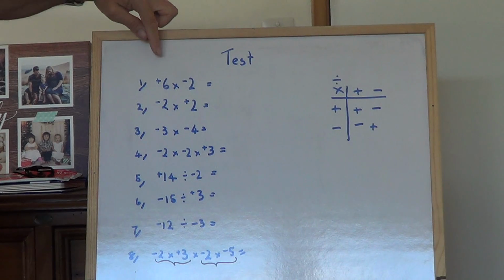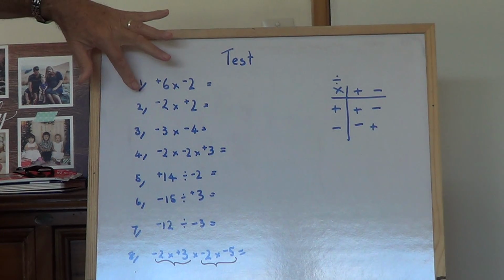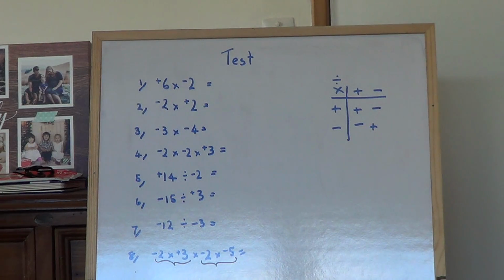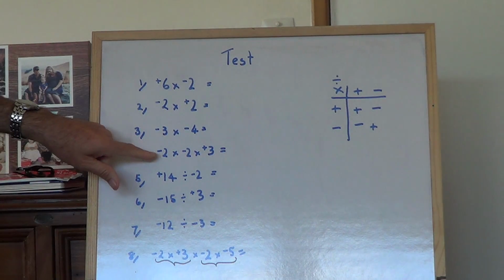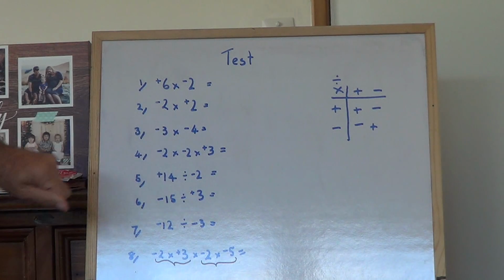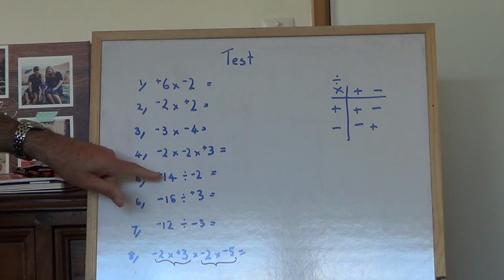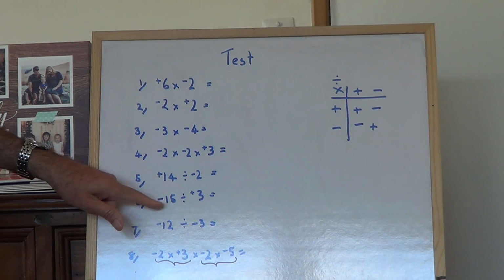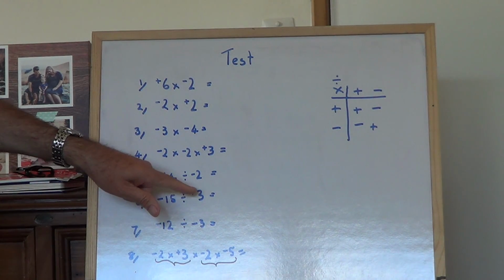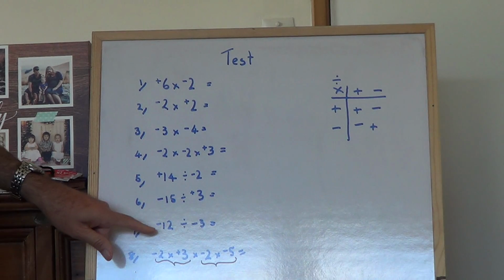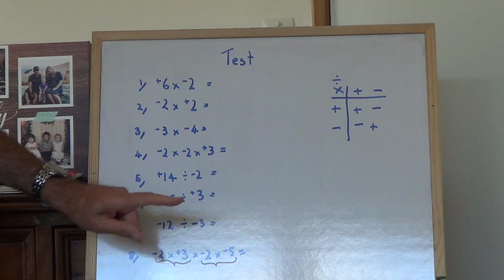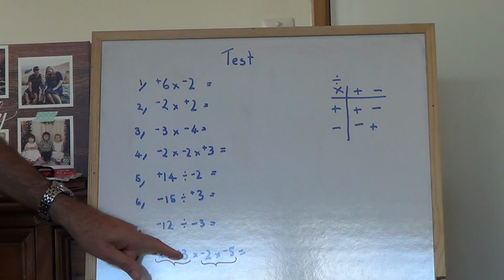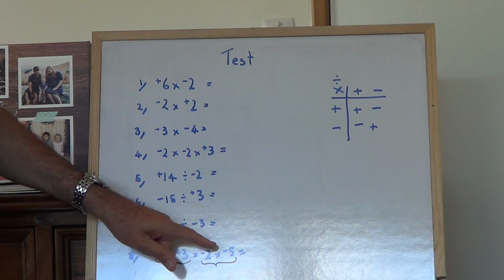So first question is 6 times negative 2. Second question is negative 2 times positive 2. Third question is negative 3 times negative 4. Question 4 is negative 2 times negative 2 times positive 3. Question 5 is positive 14 divided by negative 2. Question 6 is negative 15 divided by positive 3. Question 7, negative 12 divided by negative 3. The last one is negative 2 multiplied by negative 3, multiplied by negative 2, multiplied by negative 5.